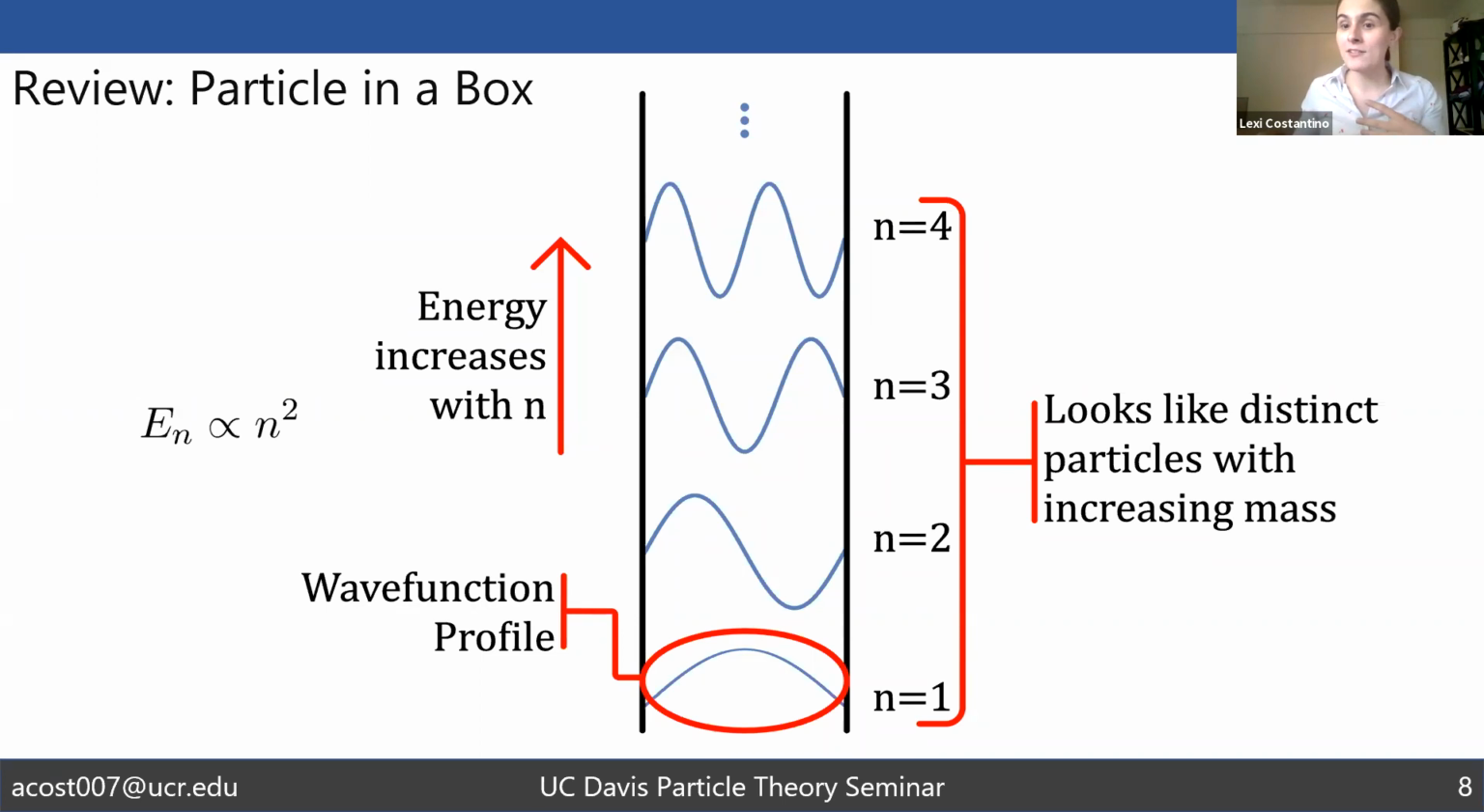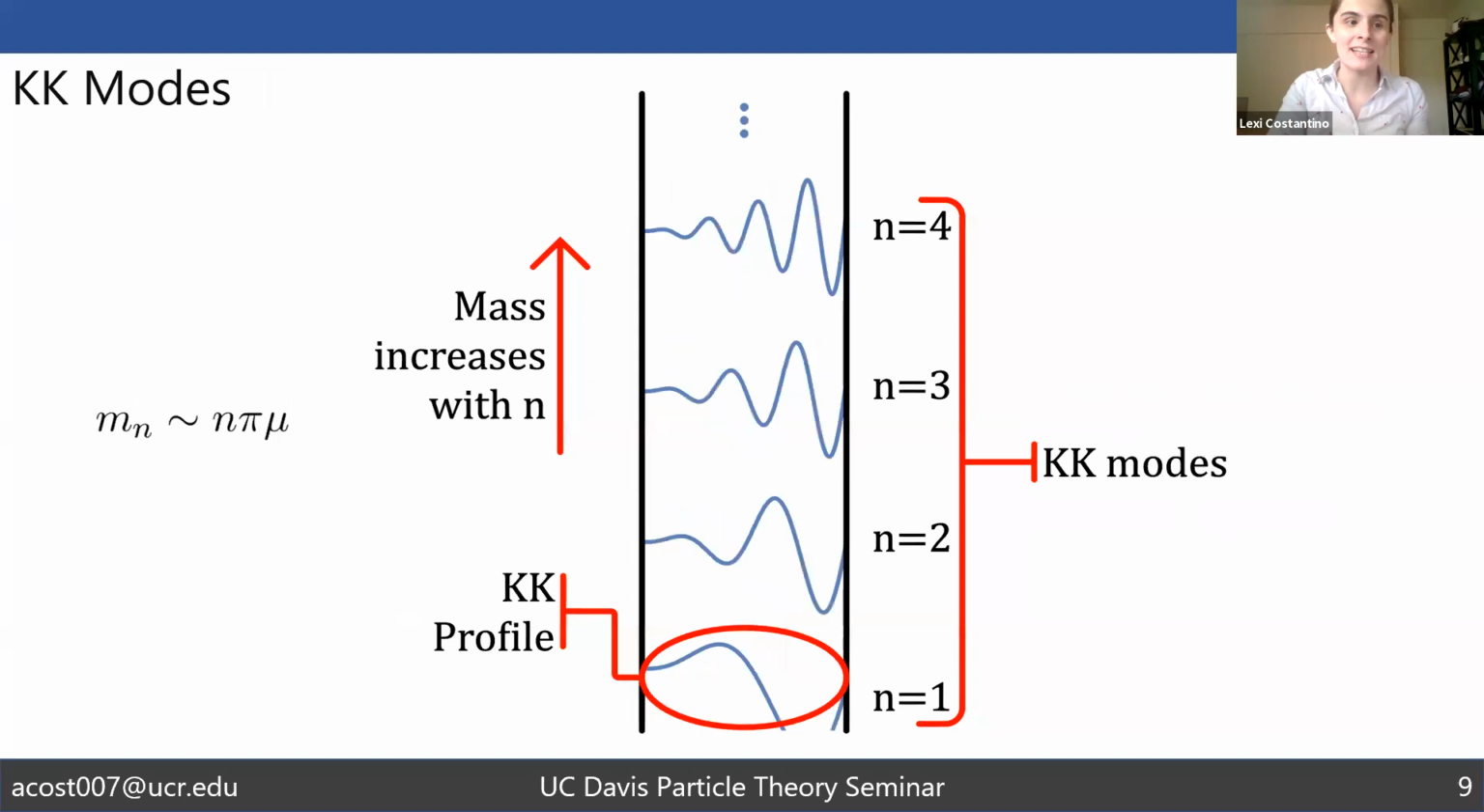And these profiles are related to the probability of finding the particle at various places in the box. And the energy of these modes increases with the mode number. And we have something very similar in AdS, and instead we call these KK modes. And there's a tower of them, like I mentioned.